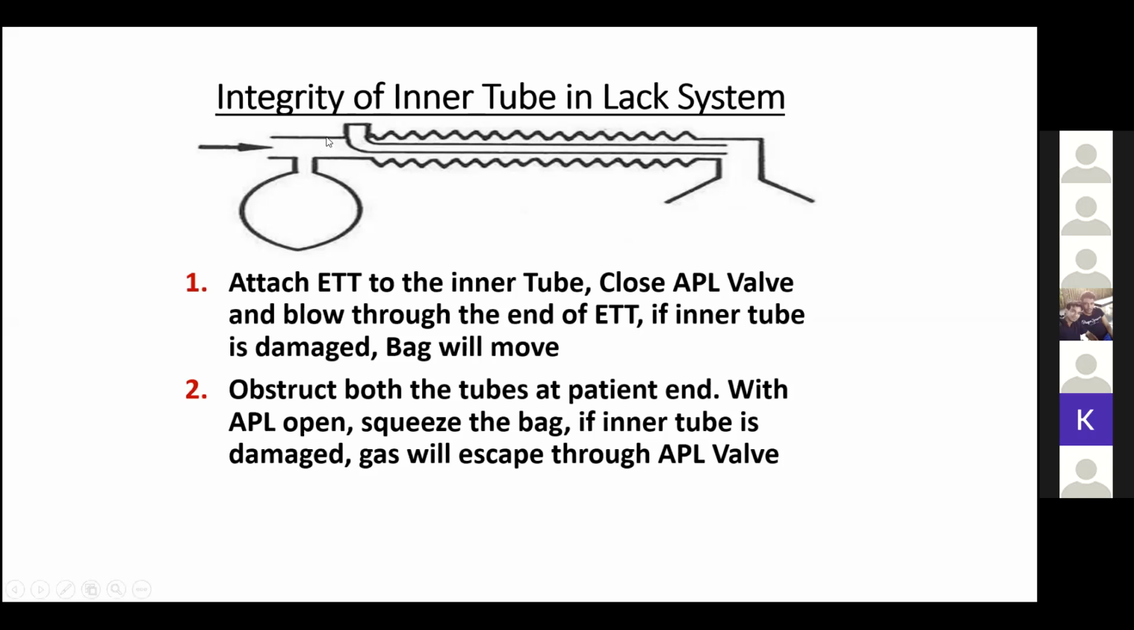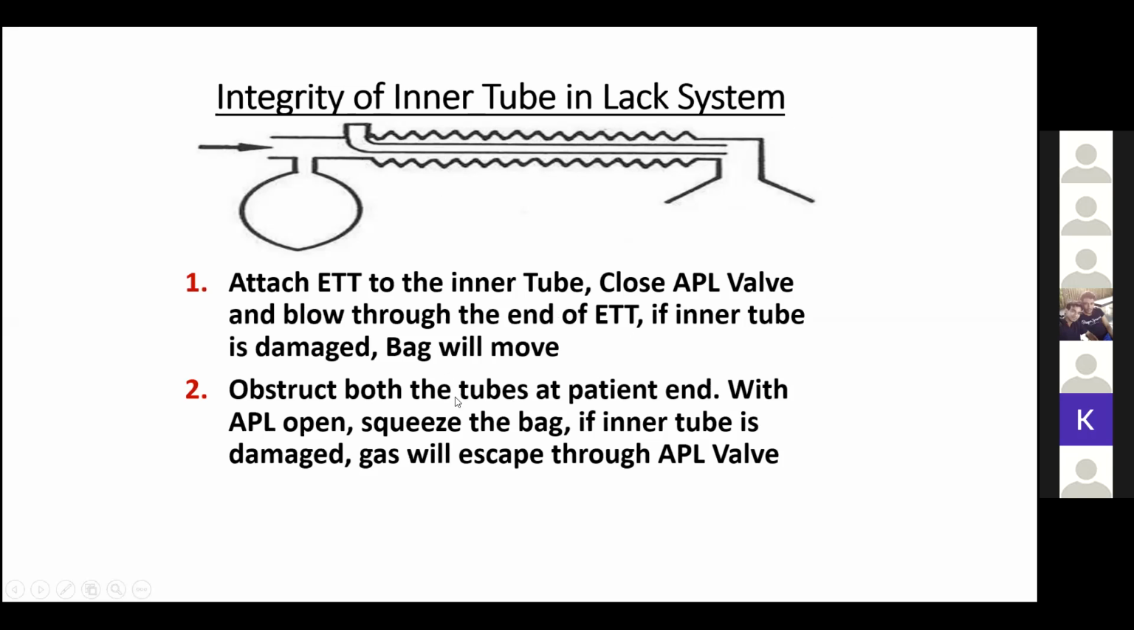Then close the APL valve and blow through the endotracheal tube. Now you are blowing through the endotracheal tube. Okay, your APL valve is closed. So if the tube is damaged, then the bag will move.